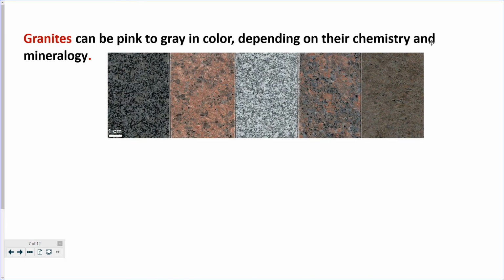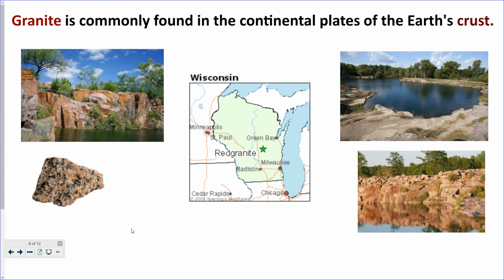Again, I told you that granites come in many different colors depending on their chemistry and the minerals they're made up of. You can see the lighter ones, to the grayish, and then the pink. It's one of the most common rocks found in the crust that we live on. What's really cool about the connection to Wisconsin is that there's a town called Red Granite, Wisconsin, and there's an outcrop of red granite there, which they mined, and there was a quarry. The quarry now is filled in with water, and it's a park that you can go swimming and fishing in.